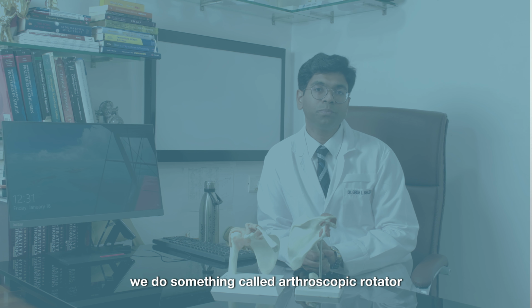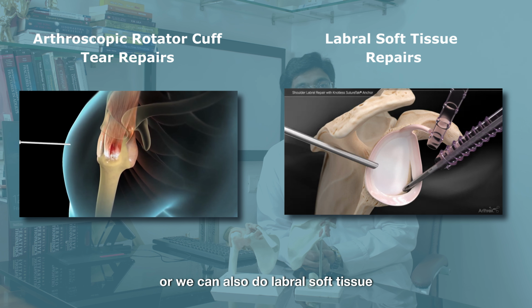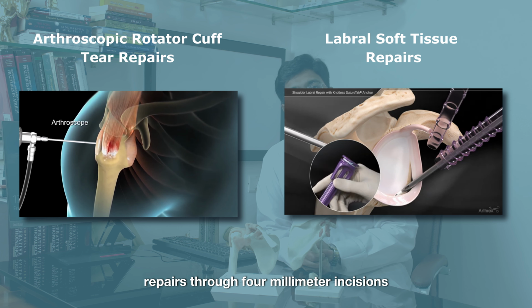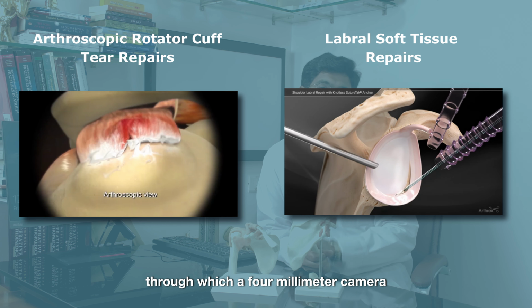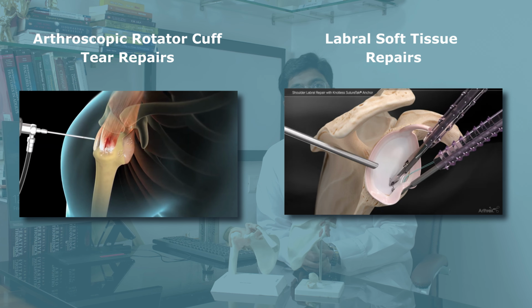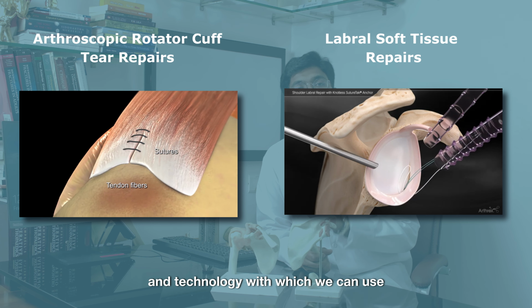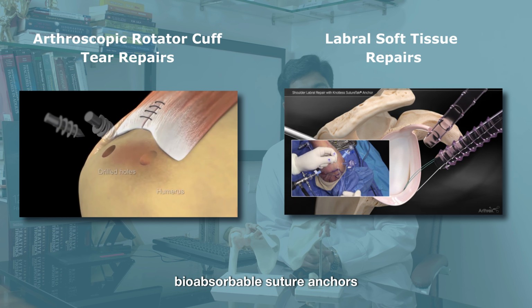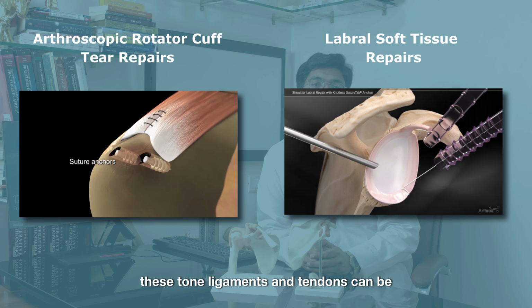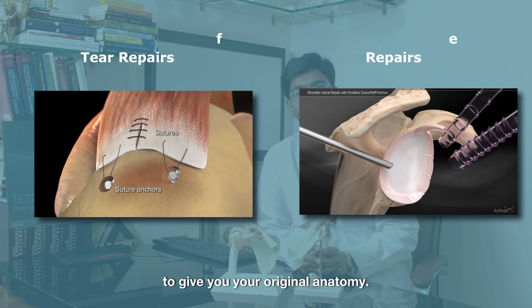In that situation, we do something called arthroscopic rotator cuff tear repairs, or we can also do labral soft tissue repairs through 4 mm incisions through which a 4 mm camera is passed into your joint and an axis is taken. We have more advanced implants and technology with which we can use bioabsorbable suture anchors with which these torn ligaments and tendons can be resutured back to give you your original anatomy.